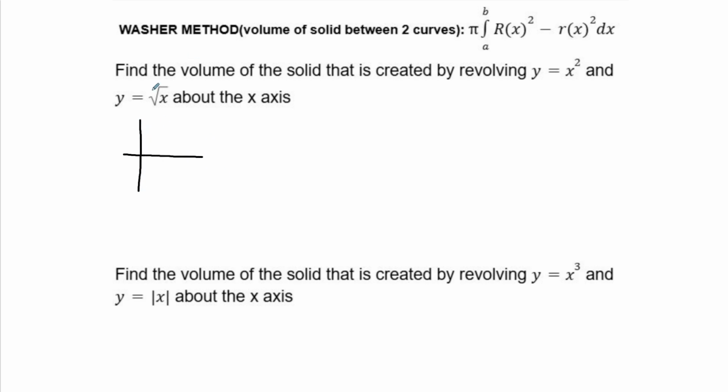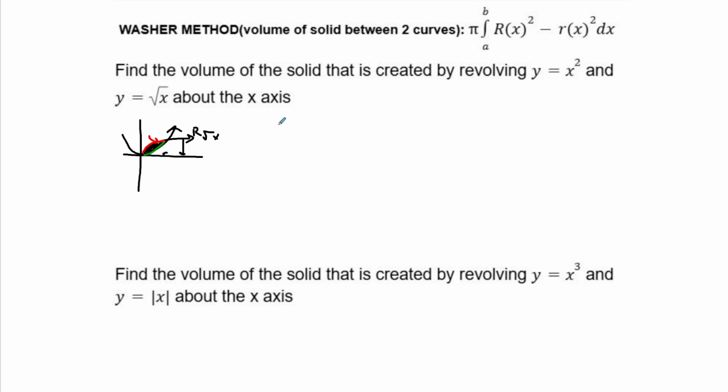So y equals x squared will look like this, and then y equals square root x will look like this. So we're going to be looking at this area. What is the big radius? Well, the big radius, either radius actually, is the distance from that function to the axis we're revolving about. Here, our big radius would be square root x, because we're evaluating this part of the curve. And then x squared is going to be our little r, and this will be our big R.